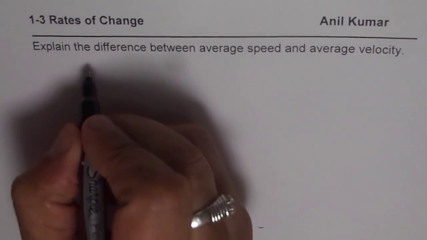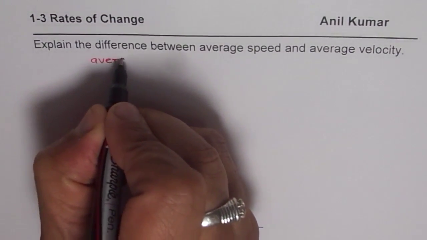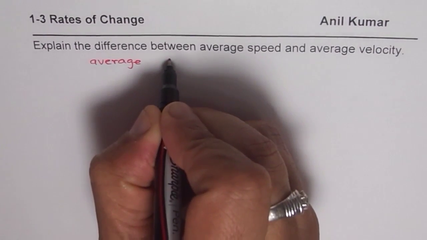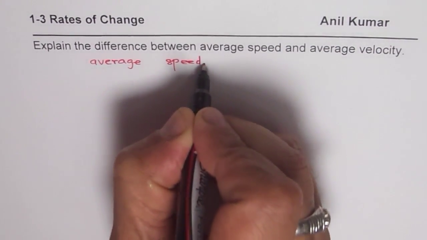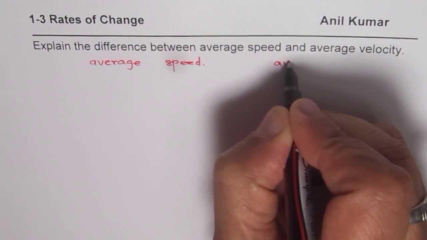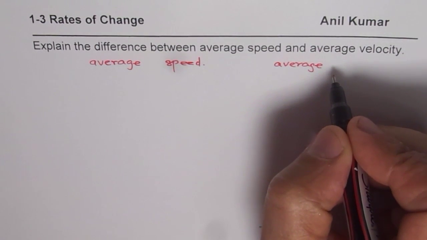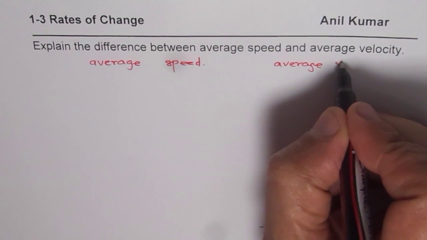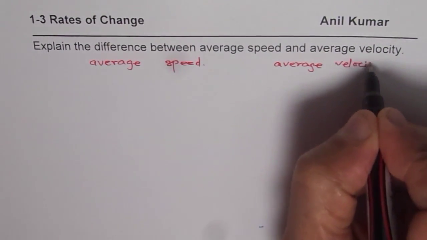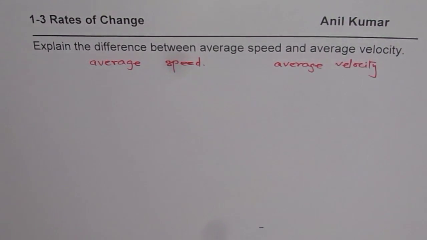So we'll talk about average speed and average velocity. Can you tell me what is the difference between the two? Are they sometimes same, always same, or cannot be same? These are the questions which you should think about. Now let us first try to define what these terms are.